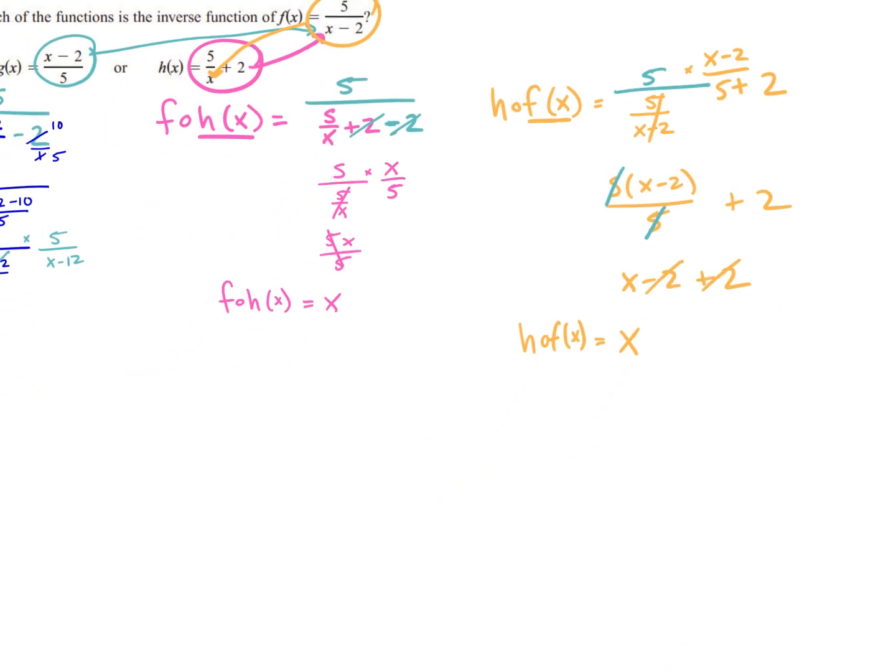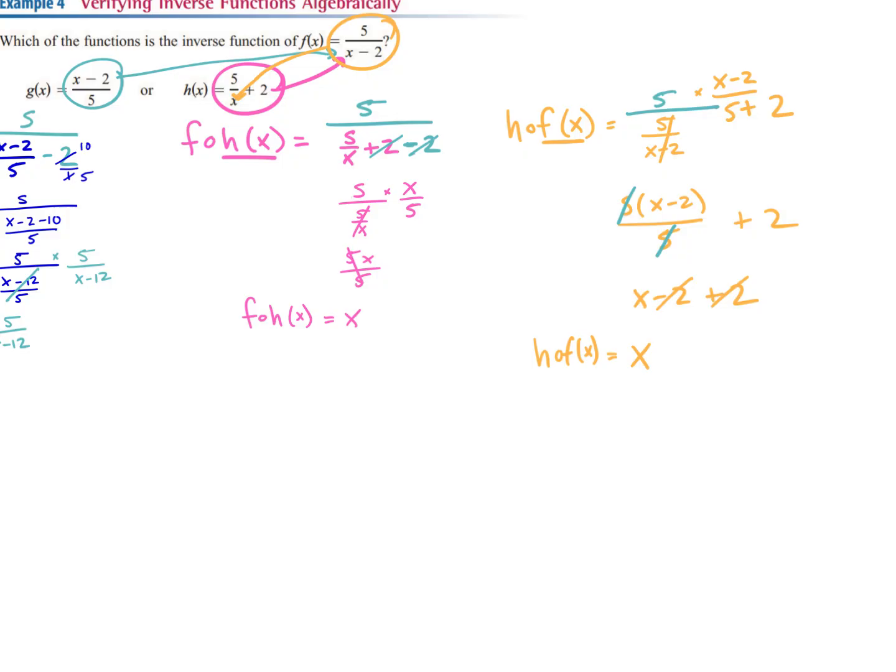So this means that f and h are inverses of each other because f of h of x and h of f of x both equal x. So f of x and h of x are inverses.